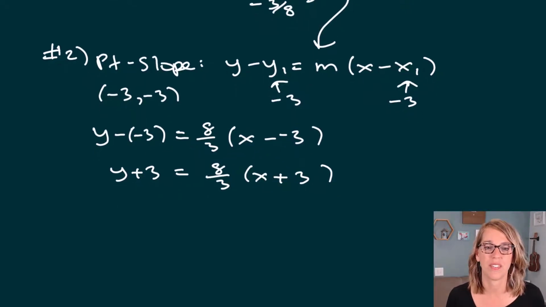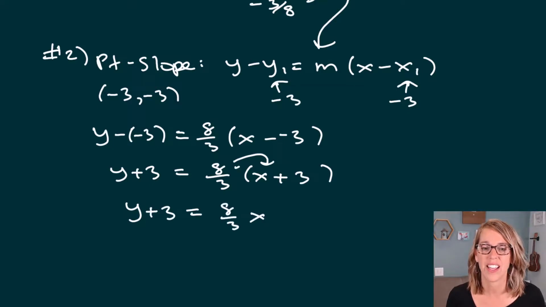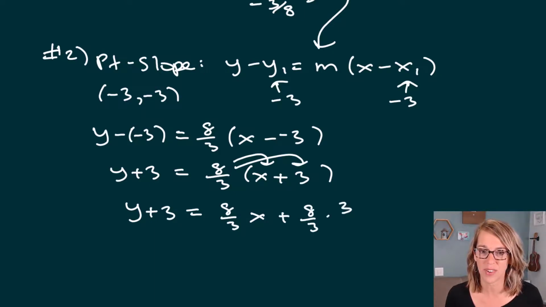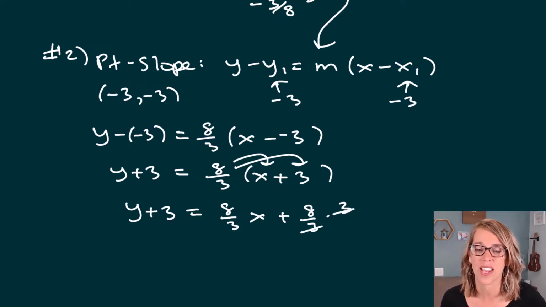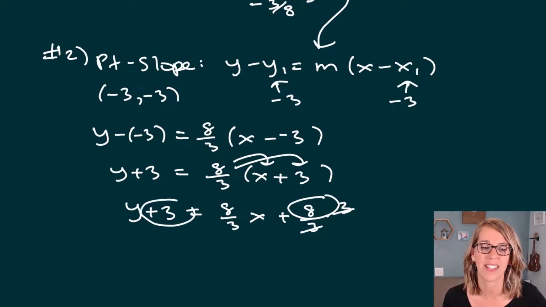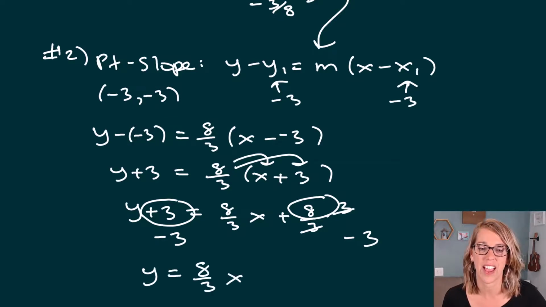And now let's distribute this 8/3 through. So I get y plus 3 is equal to 8/3 x, and then I'm going to multiply it by the 3 as well. So plus 8/3 times 3. That 3 is up there in a numerator, so cancel those 3s. I get just the 8 over here, and I need the y by itself, so let's subtract that 3. I get y is equal to 8 thirds x. I had the plus 8 and the minus 3, and I end up with plus 5. And this is the equation of our perpendicular line.